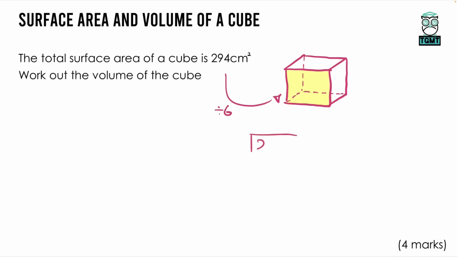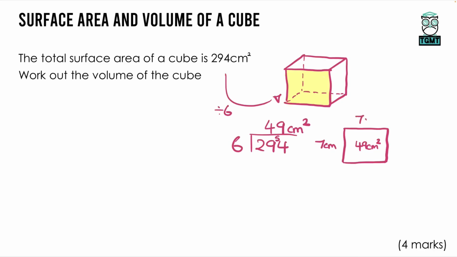So if we do this to the side, 294 divided by 6, 6 goes into 29 4 times up to 24, and then 5 left over, and 9 times into 54. So the area of one face is 49 centimetres squared. Now if one of the faces has an area of 49 centimetres squared, to work out the side lengths, we're just trying to think, well, what number times by itself makes 49? And that, of course, is 7 centimetres. That is a square number. You can do the square root of 49 as well, which is equal to 7.